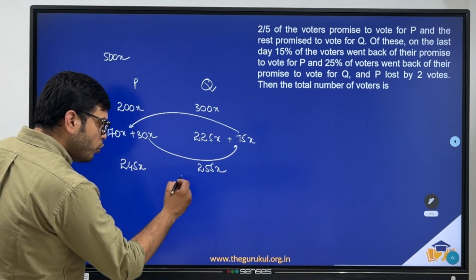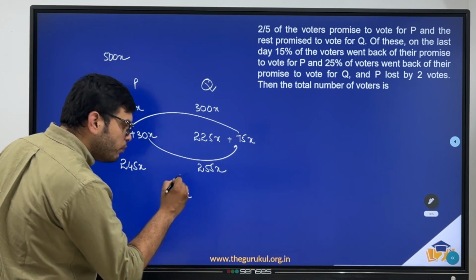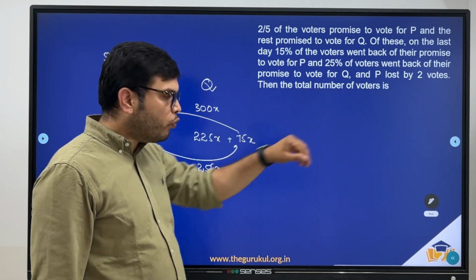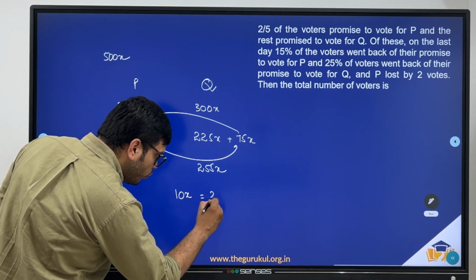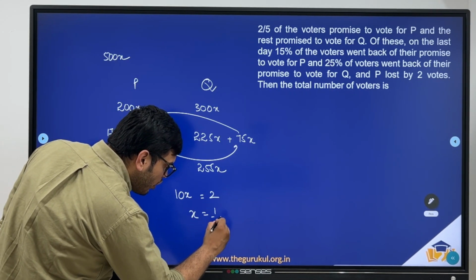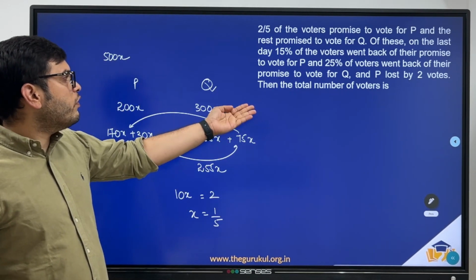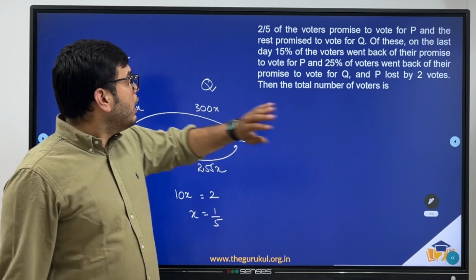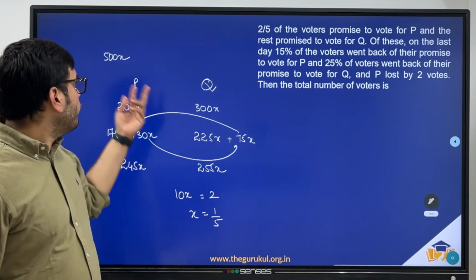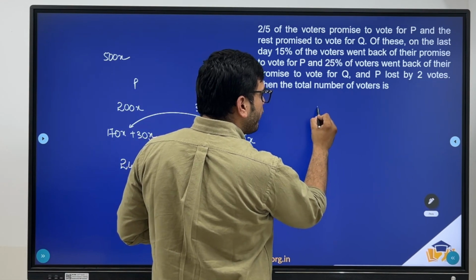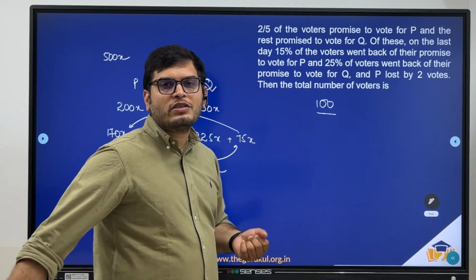Now what is the difference? Q received 10x more votes than P, and it is given that P lost by 2 votes. So 10x is equal to 2, or x is equal to 1 by 5. Now if x is equal to 1 by 5, what is the total number of voters? What did we assume to be the total number of voters? 500x. So 500 into 1 by 5, 100 should be the answer to this question.